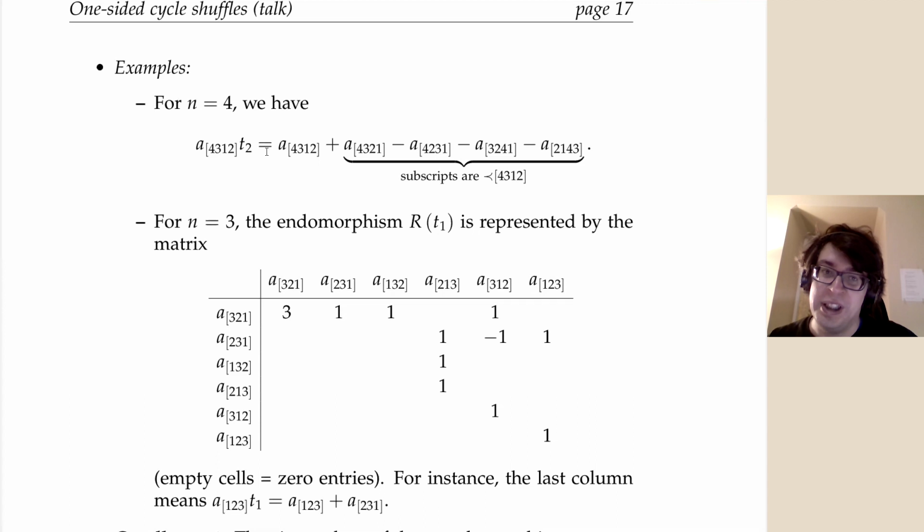So in particular, here is an example for n equals 4, where you just compute one possible product. You get A_4312 plus smaller elements. Note that you get minus signs sometimes. This is okay. And for n equals 3, because there are only 6 permutations, I can show you all the coefficients for all of them. So right multiplication by T_1 becomes this triangular matrix. And empty cells means 0, of course.